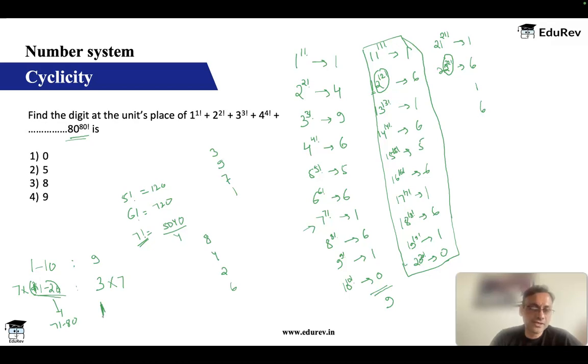Okay, as the last digit. So this is giving me 9 as the last digit. This is giving me 1 as the last digit. When I add them, I get 0 as the last digit. Hence my answer is going to be the first choice.